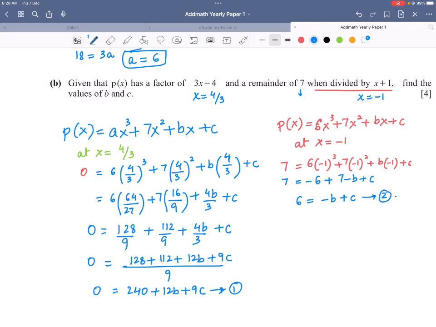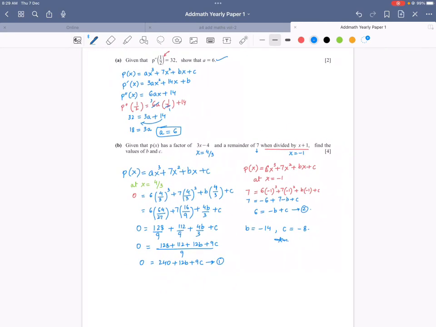Now you have two equations, solve the simultaneous equations. After solving them simultaneously with the help of a calculator, I got b equals negative 14 and c equals minus 8. These are the two values after solving the simultaneous equations.